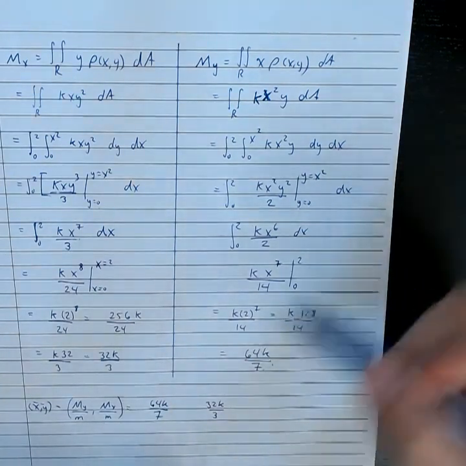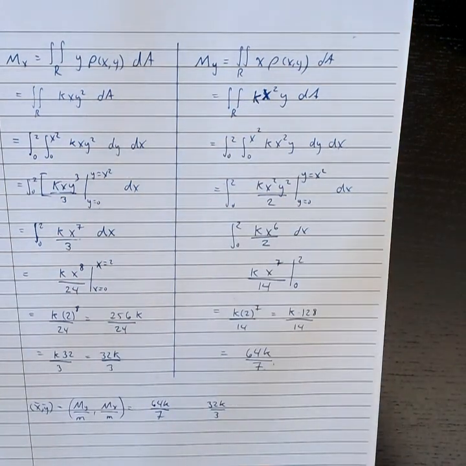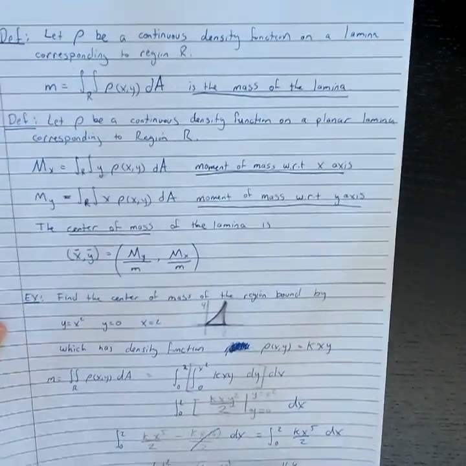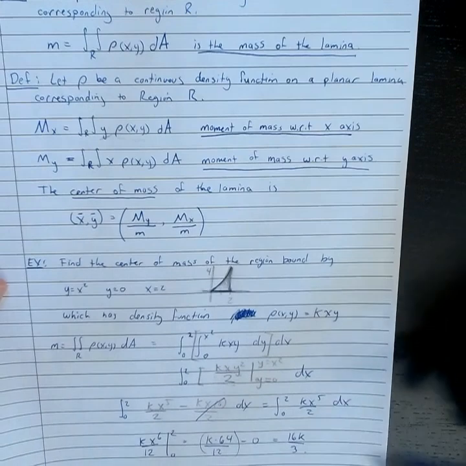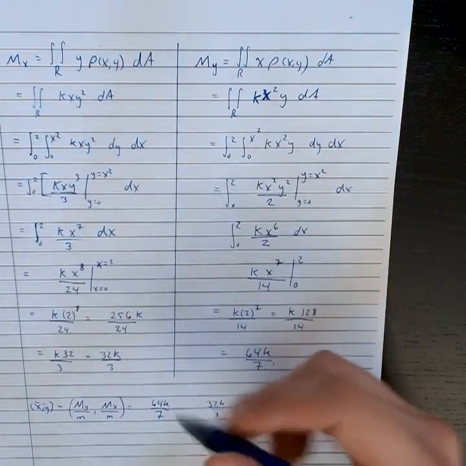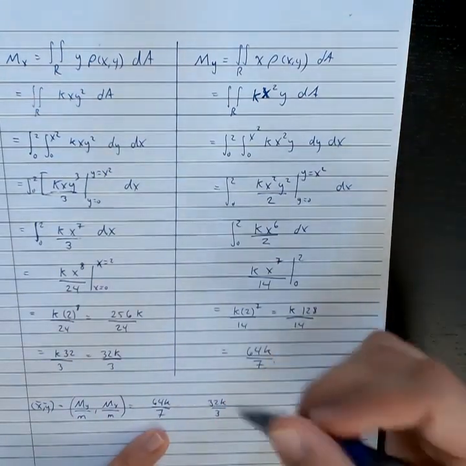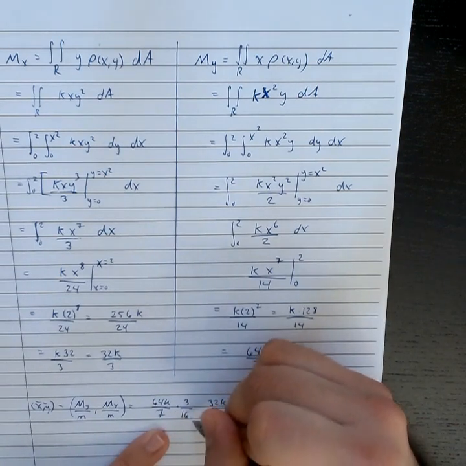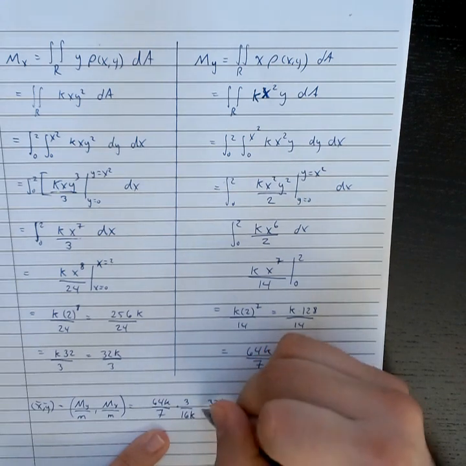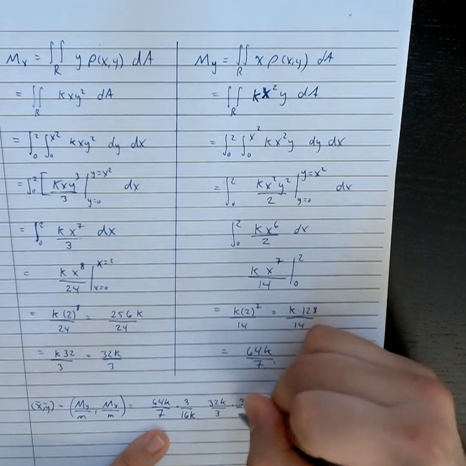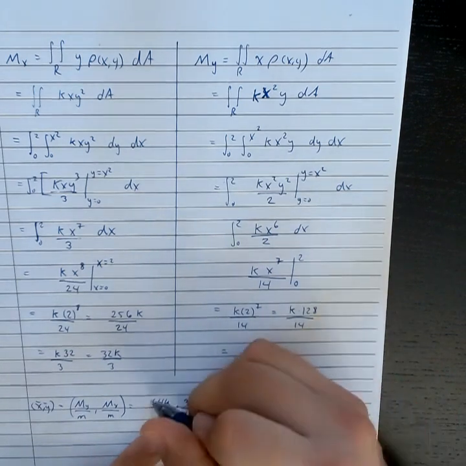And now we're going to divide both of those by the mass, which we found in the previous stage. We found the mass to be 16k over 3. So we're going to go ahead and divide everything by 16k over 3. Remember, when you're dividing by a fraction, that's the same as multiplying by the reciprocal. So instead of saying I'm going to divide by 16k over 3, I'll say I'll multiply by 3 over 16k. I'll go ahead and use the reciprocal.